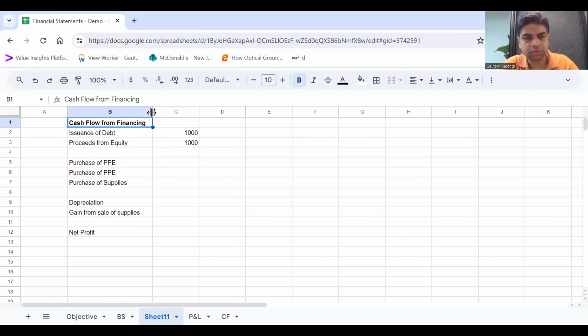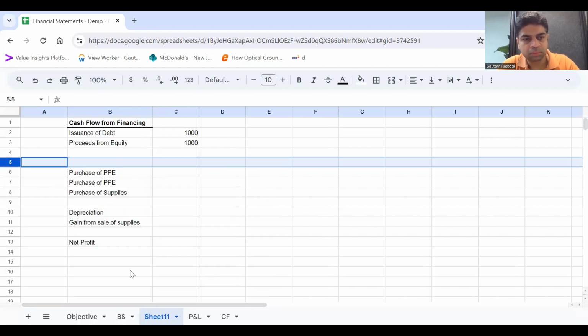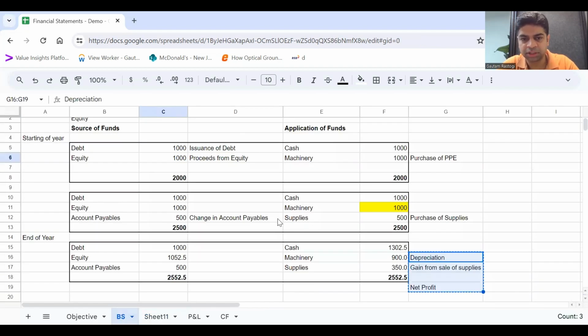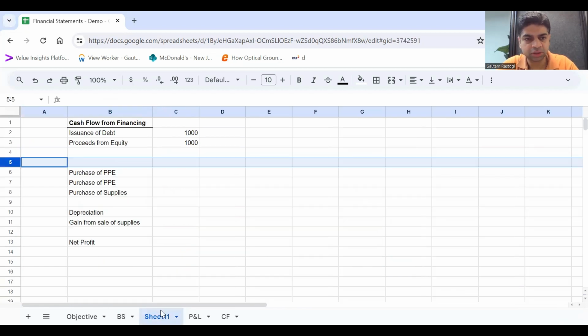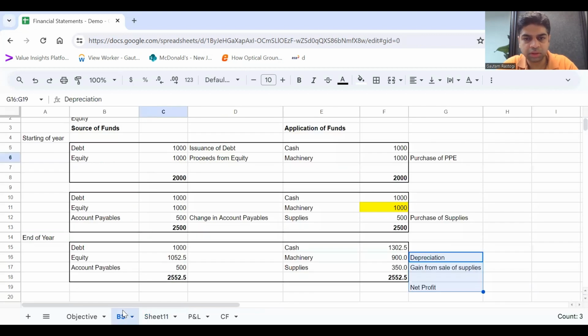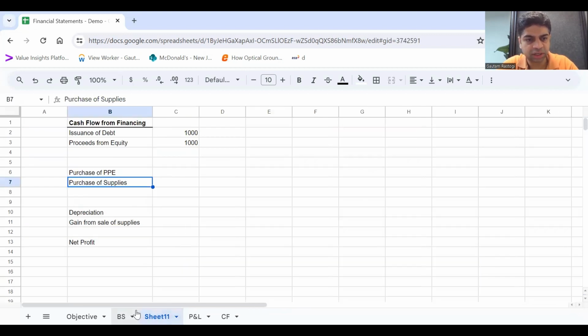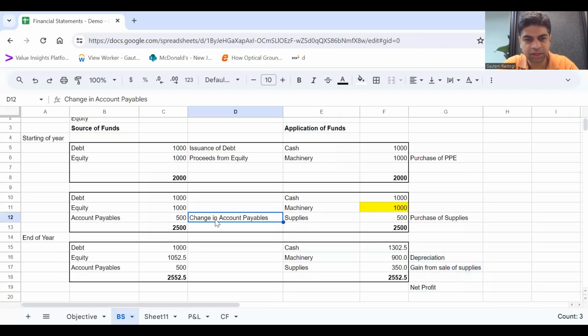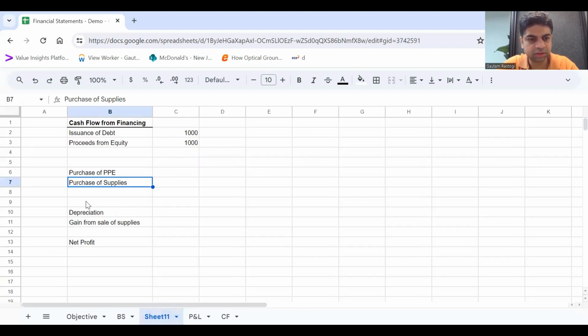All right. And now, purchase of PPE. There are two purchases: it should be purchase of PPE and purchase of supplies. Did I miss something? Yeah, I missed changing account tables, I guess. So let me just put that in here. So, purchase of PPE, purchase of supplies.